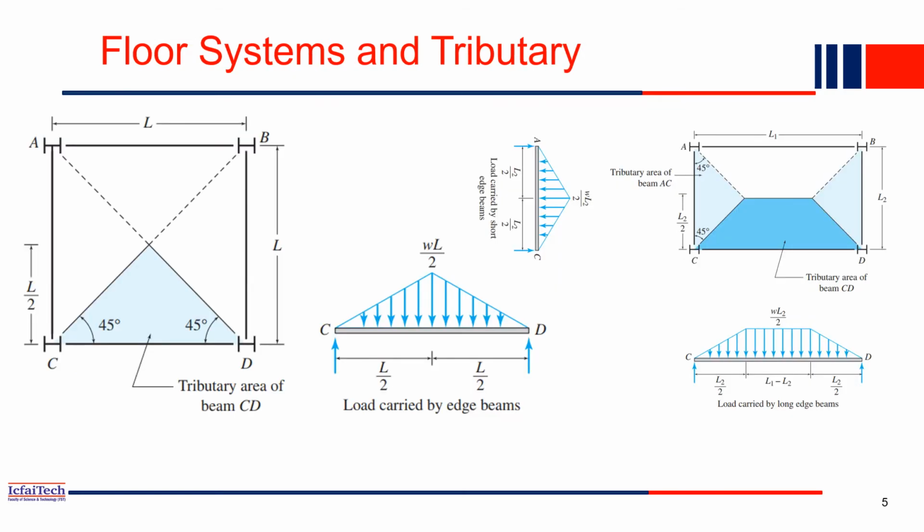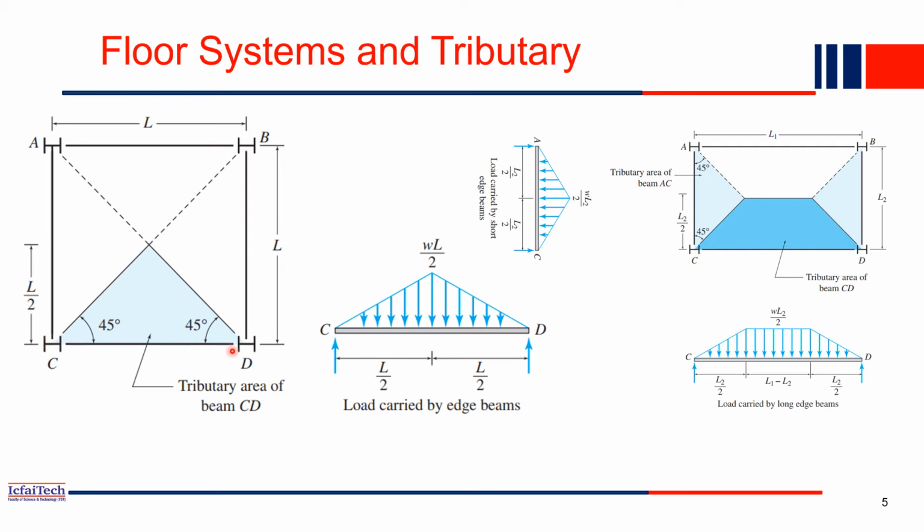So now, as we discussed in the previous slide, the load path means the load from slab will go to beam, to column, and then column to foundation. That is a typical load path. So now, how much portion of the load will transfer from slab to beam? That is the next question we will try to address in this slide.